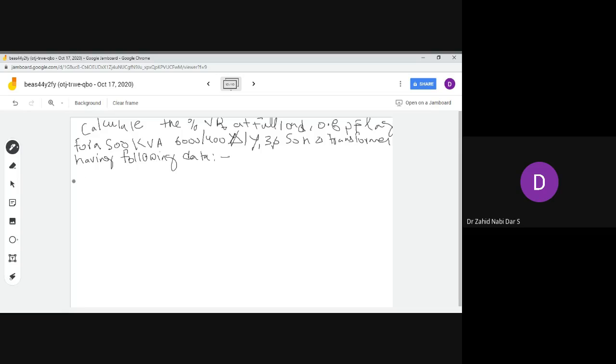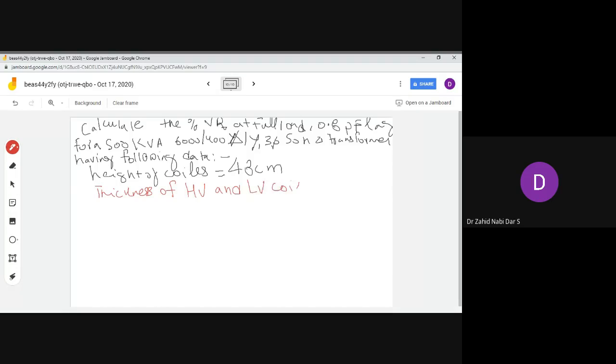The height of the coils is equal to 48 centimeters. Data we will write in some other color, it will look good. Okay, height of coil is equal to 48 centimeters. Thickness of HV and LV coils.